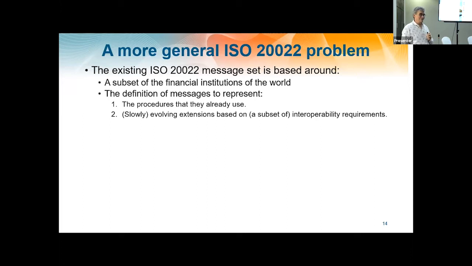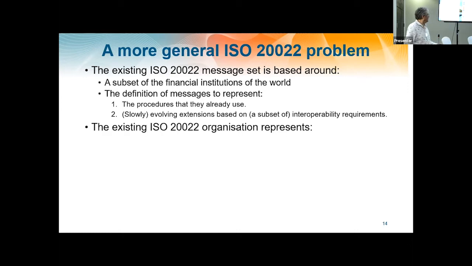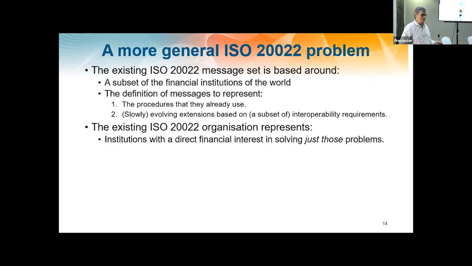I was charmed looking at the proposal for changes in the UK faster payment system to move across to ISO, when I saw that they were allowing, I think, a year for the production of an initial draft of the messages that they were proposing to use. These things do not happen very quickly. And the existing organization represents organizations which have a direct financial interest in solving these problems, and only these problems.